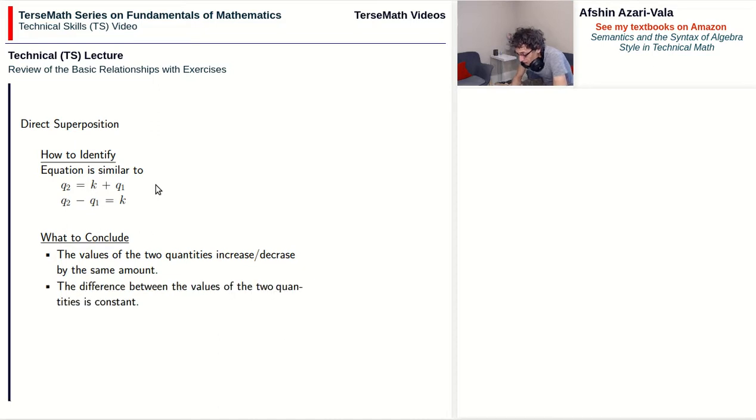And also that the difference between the values of the two quantities is constant, which is pretty much what the conservation form of the equation says.